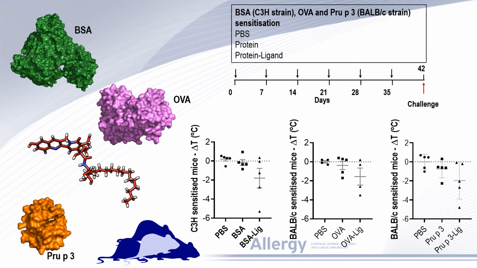2 strains were used. And in all cases, we found that only when the ligand was present, there was a drop in temperature, characteristic of anaphylaxis, as you can see in the bottom right graphs.